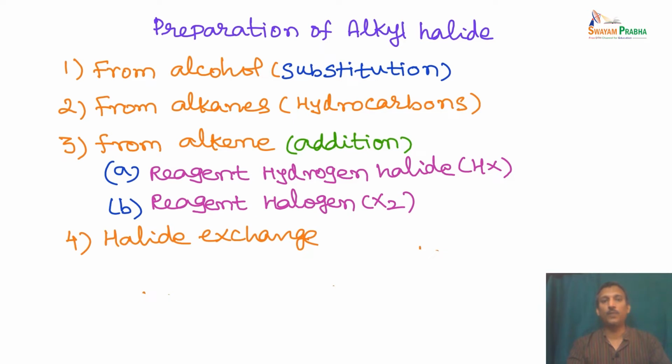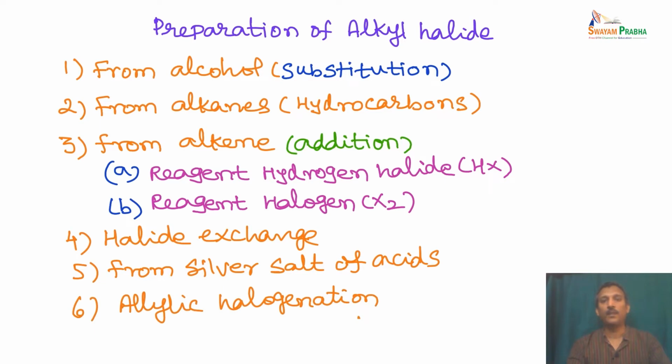Afterwards, we will study about the halide exchange reaction, that is chlorides or bromides can be exchanged with iodide. So this kind of reaction, the name reaction is Finkelstein reaction. We will study about this reaction also. The next one is the Hunsdiecker reaction, where the silver salts of carboxylic acids can be converted to alkyl halides. Then allylic halogenation is the next reaction we will be studying.